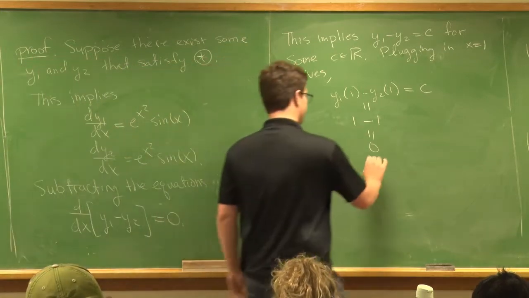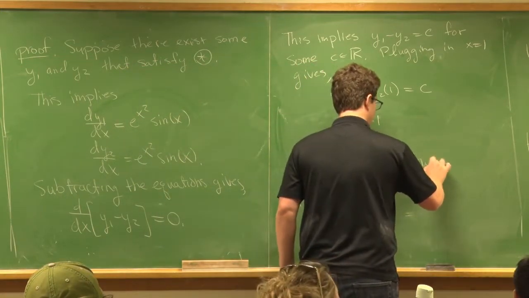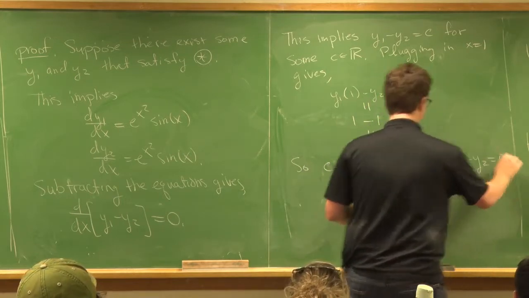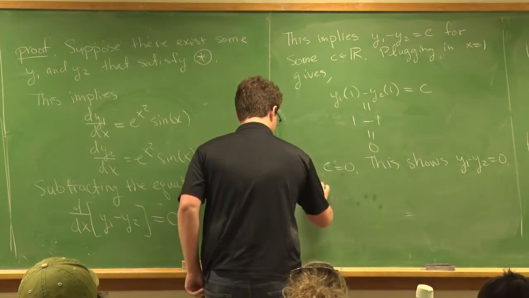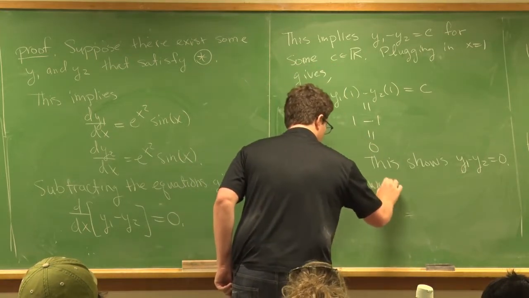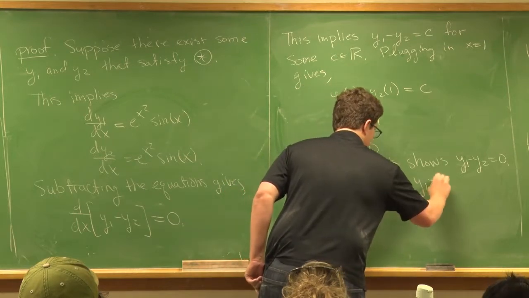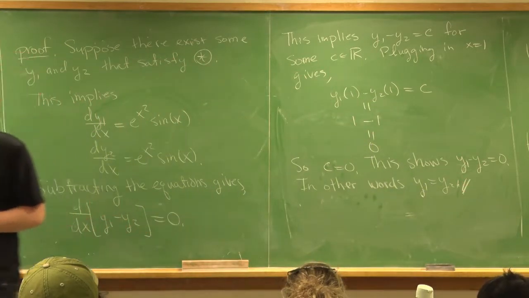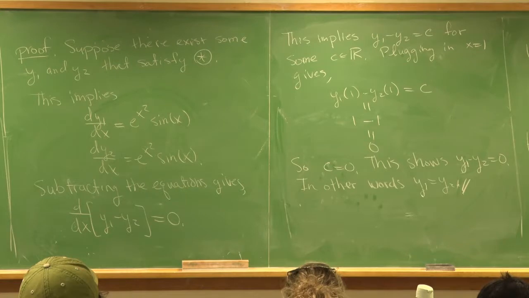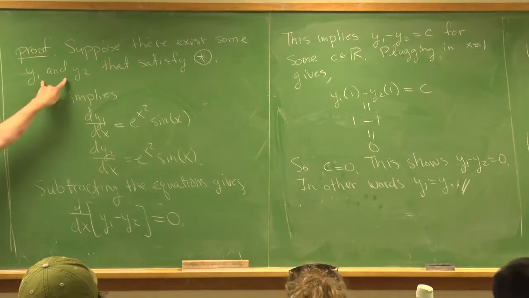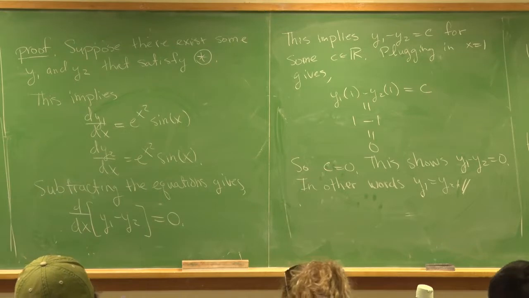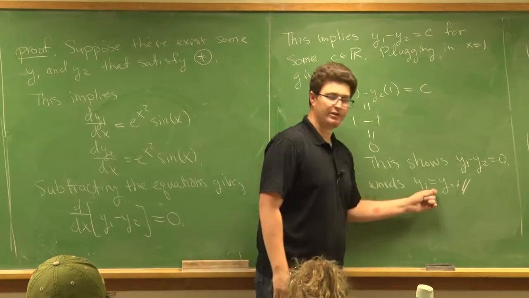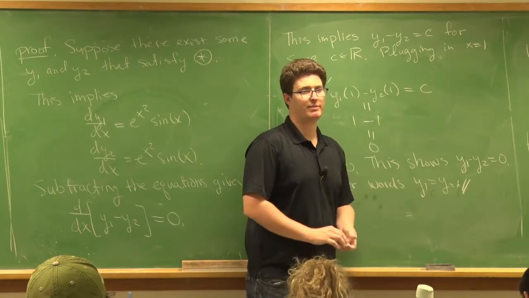Okay, so this shows y1 minus y2 is 0. Or, in other words, y1 is equal to y2. Okay, so this is what we wanted to do, right? So we wanted to suppose that there were two solutions, right? Then we used the conditions that we had here, right? This part here, which will vary from proof to proof. But eventually, we're going to conclude that y1 is equal to y2. And that's what I mean by a uniqueness statement.